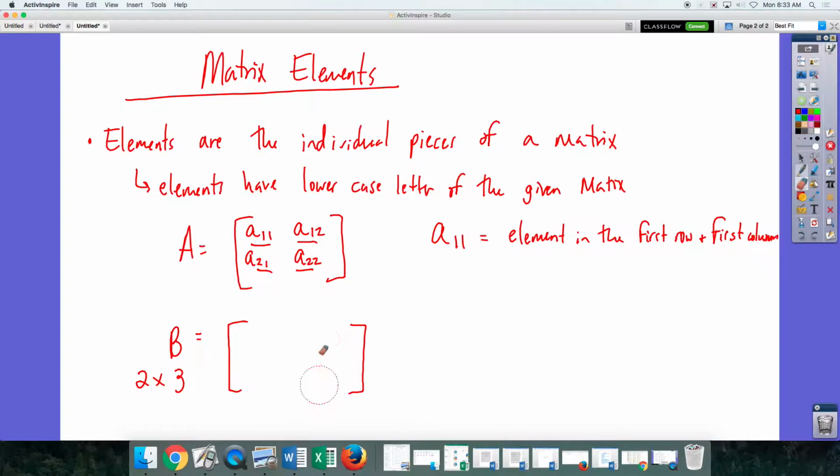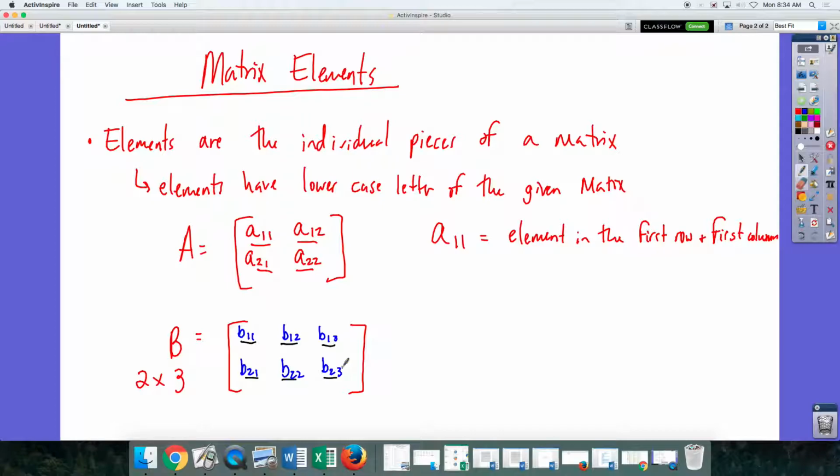So if you want to set up a 2 by 3 correctly, you should have 1, 2, 3, 1, 2, 3, right? Now we have 2 rows, 3 columns. Now I have my 2 by 3. And then from there, we should have B11, B12, B13, because they're all in the first row, so they have different columns. Then we have B21, B22, and B23, right?